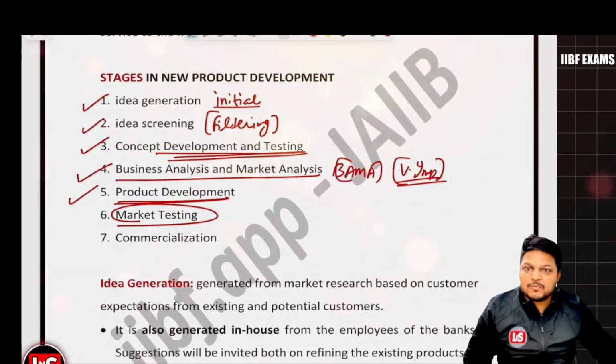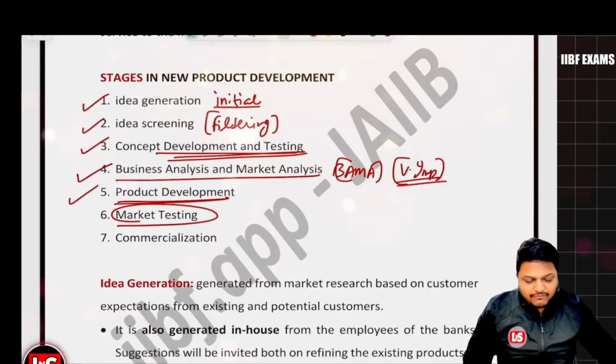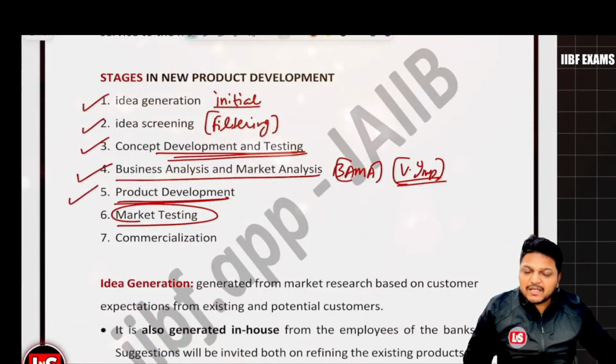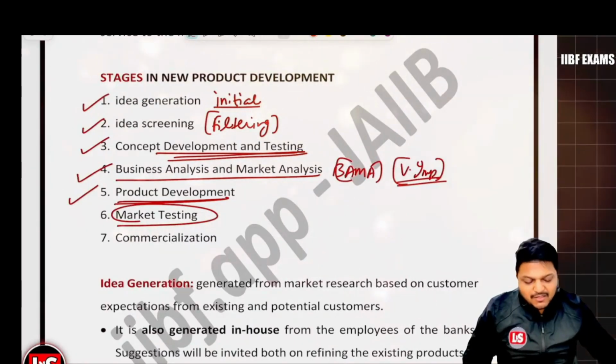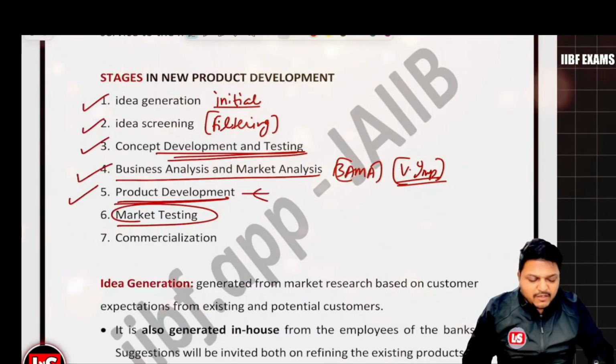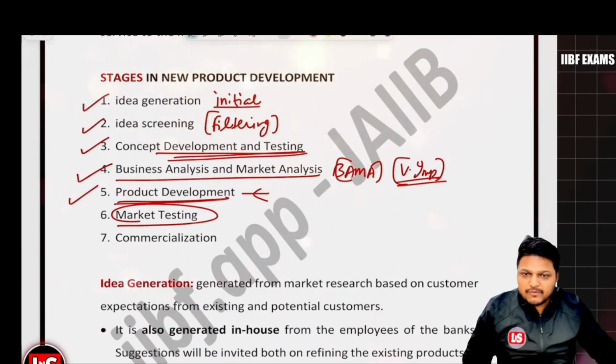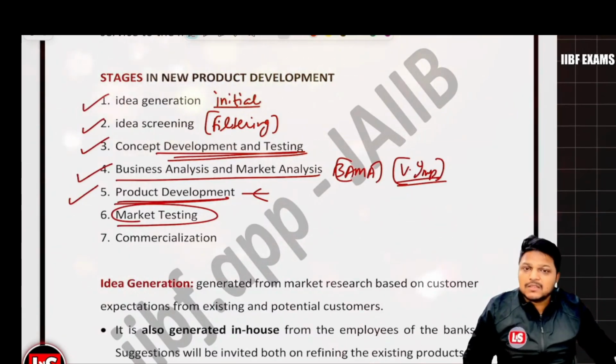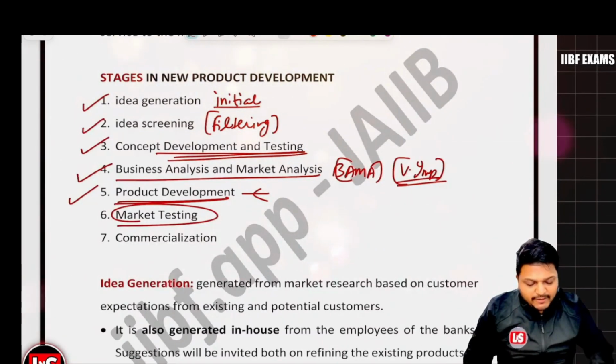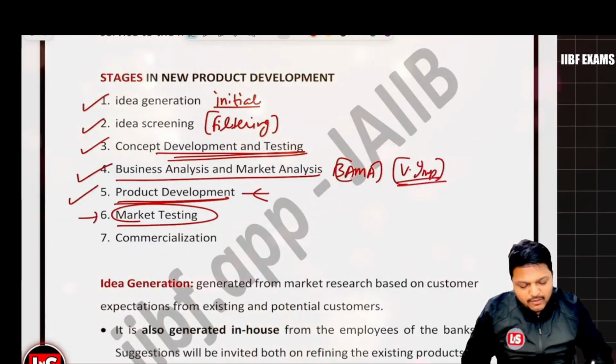In the market testing. So product development is like when you have an idea, when you have screened it, when you have developed it, tested it internally, when you have done the market analysis and financial analysis, now finally you develop the particular product. And that will now be available for market testing, from where you'll be getting the feedback and making the adjustment to the final product. And after that, you'll be commercializing the product.